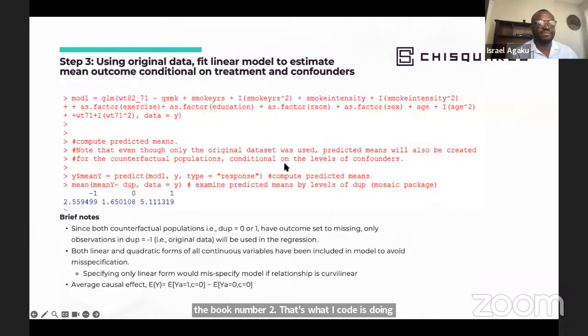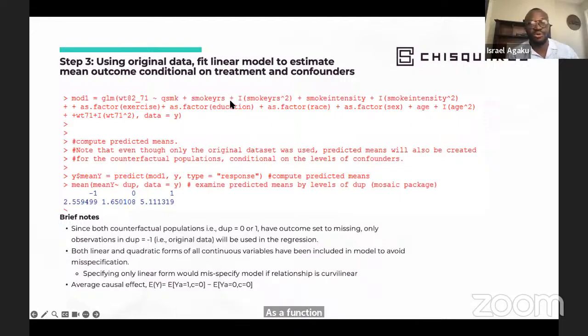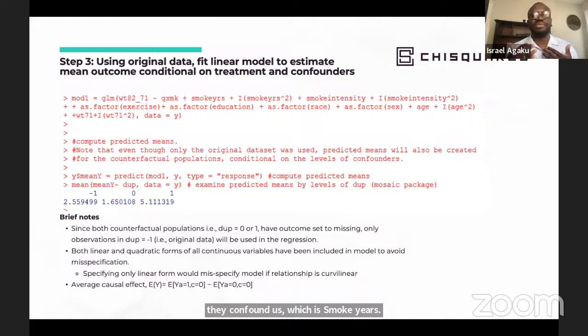And then step number 3, I'm now fitting a regression model using a generalized linear model. This is the outcome as a function of quit smoke, which is a predictor, and the confounders, which include smoke years. Now you can see smoke years is a continuous variable. I don't want to have any model misspecification. So for all the continuous variables, I'm expressing them as quadratic, right?